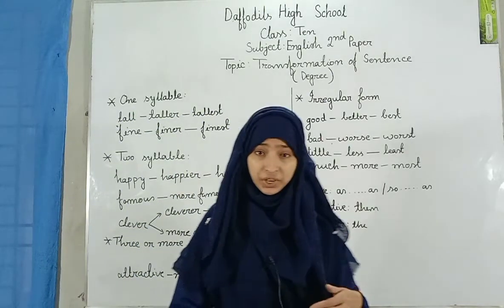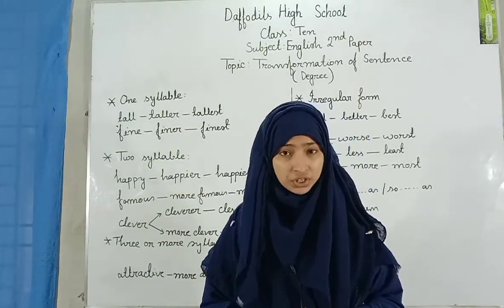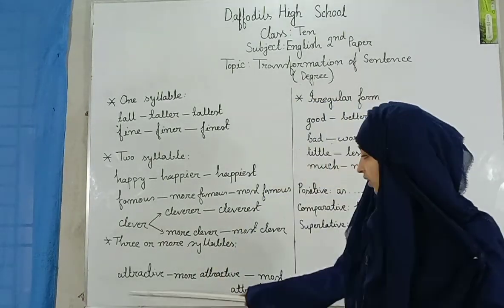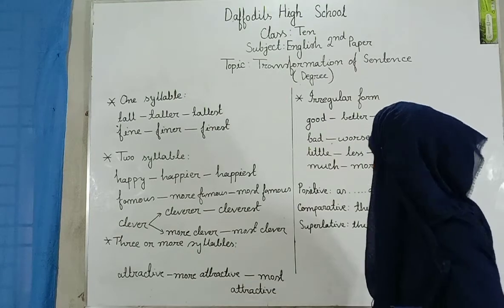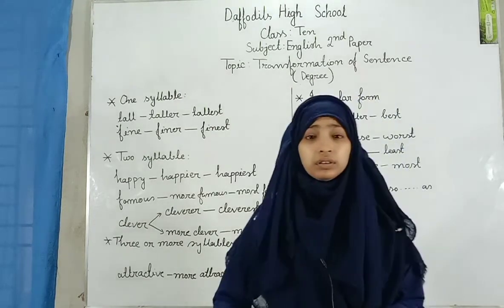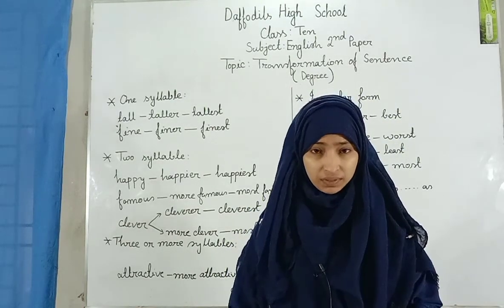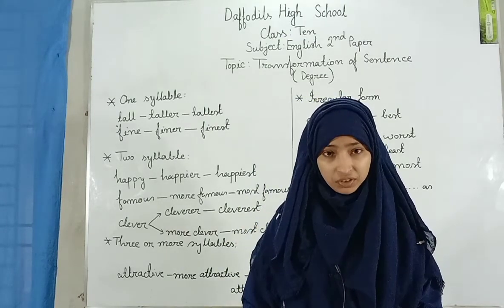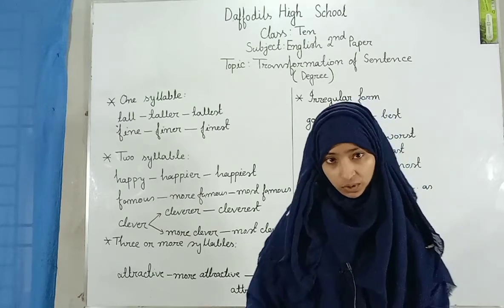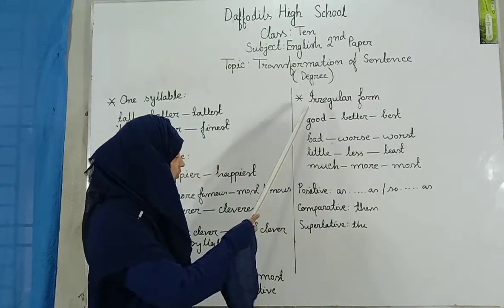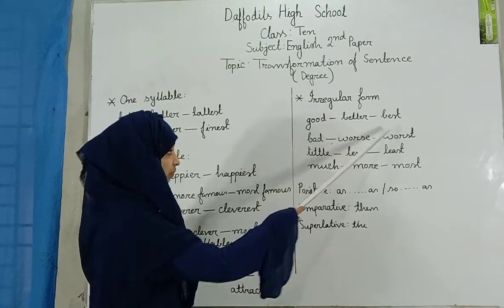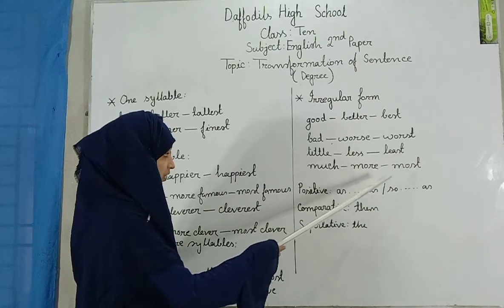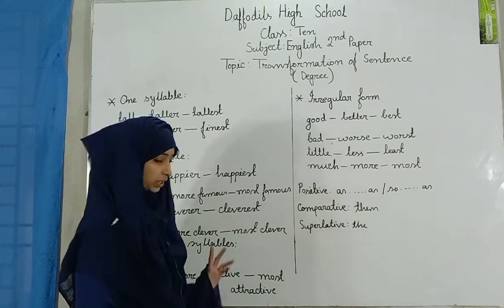If the adjective has three or more syllables, the words more and most are used. An example: attractive, more attractive, most attractive. There are some common adjectives which have irregular comparative and superlative forms that you just have to learn. An example: good, better, best; bad, worse, worst; little, less, least; much, more, most.